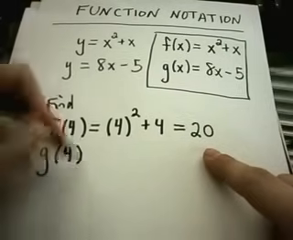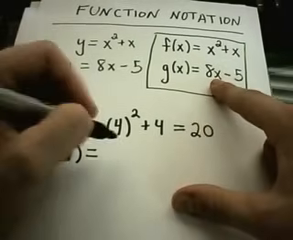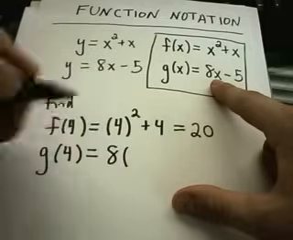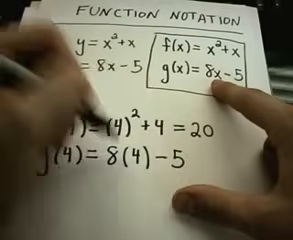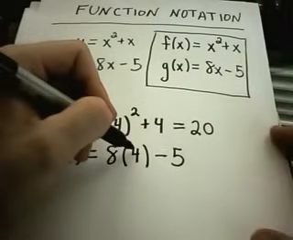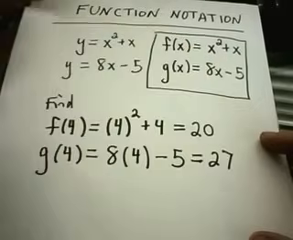Likewise, if they said calculate g of 4, again I find my g equation, and everywhere there's an x, I replace it with the number 4, and then I simplify it down. So 8 times 4 is 32. 32 minus 5 is 27.